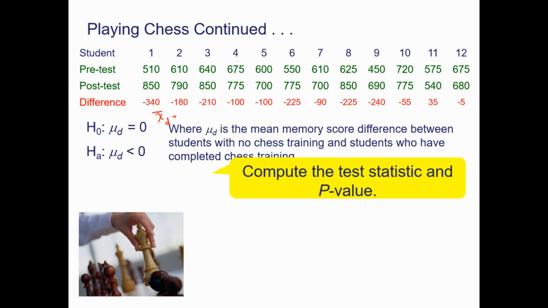So x bar d would be negative 144.6. SD is 109.7, come on, 0.74. And then how many samples do I have? Looks like I have 12.